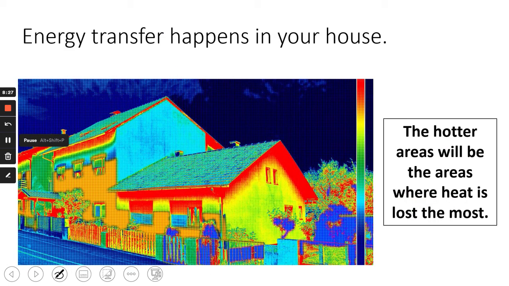Okay, we're now going to look at energy transfer in a house. So as we can see from the thermogram, there are areas which are hotter, and this is in the colour red or orange. So you can see the roof has a lot of heat, and also the walls and near the windows. The areas where it's hotter will be the areas where most heat energy is lost.